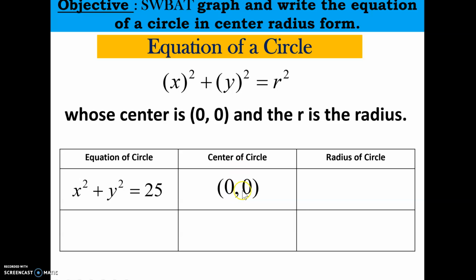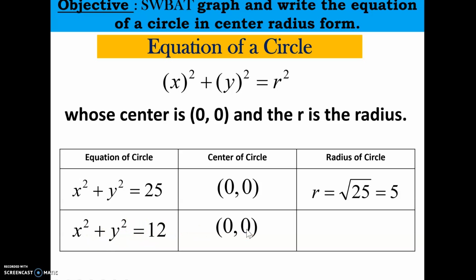Center is going to be at 0, 0. The radius of the circle is going to be square root of 25, which happens to be 5. Here's another example where center is at 0, 0, and the radius is going to be square root of 12.